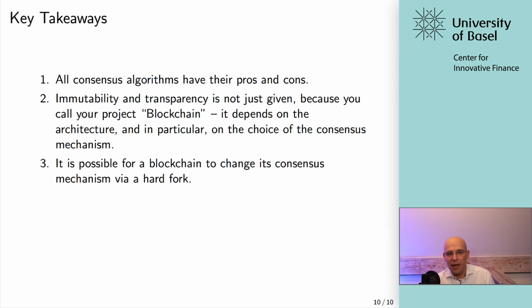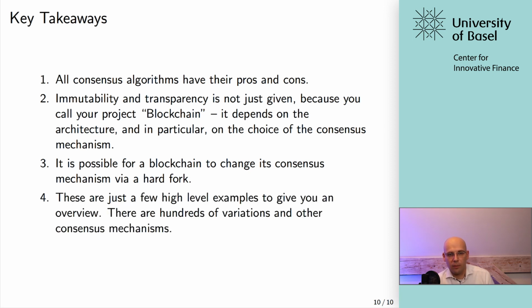And number three, it is possible for blockchains to change the consensus mechanism via a hard fork. We briefly talked about that in the chapter on forks, where I gave you the example that you could, for example, take the Bitcoin network and create your own version of Bitcoin with a different consensus mechanism. Then, of course, the likelihood that other people would accept it would be really, really low, but you could do that. You can essentially just change the consensus mechanism and create a fork of an existing blockchain.